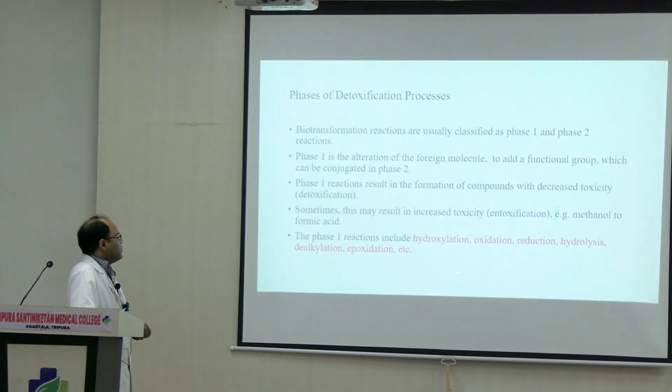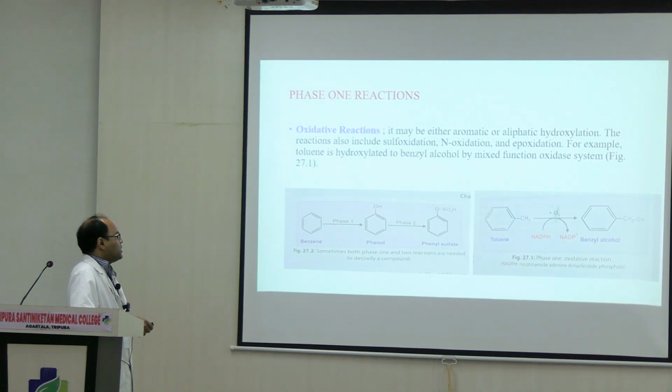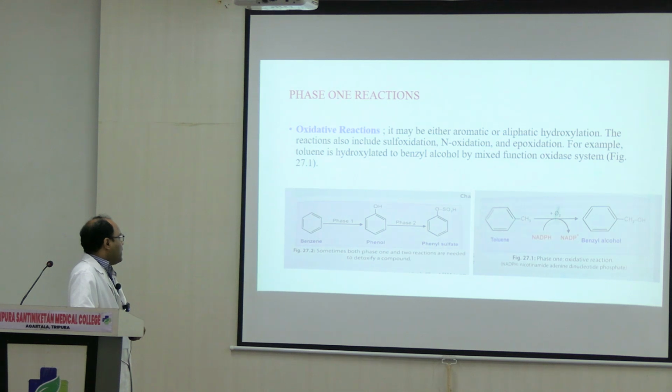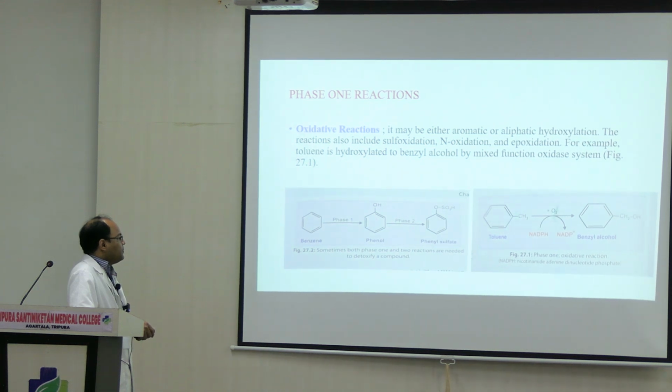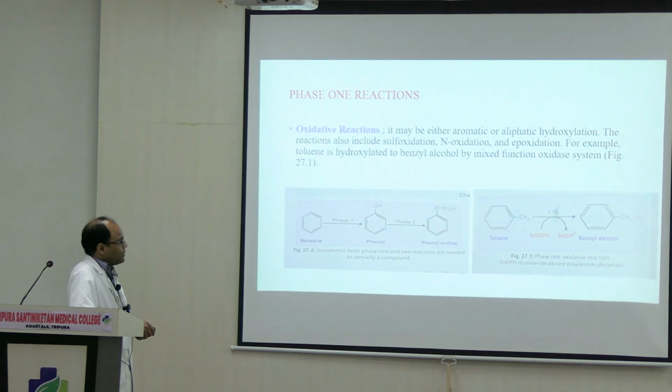First one is oxidation reaction. Oxidation reaction may be either aromatic or aliphatic hydroxylation. The reaction also includes sulfoxidation and epoxidation. For example, toluene is hydroxylated to benzyl alcohol by the mixed function oxidase system. Here you can see benzene is oxidized to phenol in phase 1 reaction. You can see toluene is oxidized to benzyl alcohol. It uses NADPH and molecular oxygen.